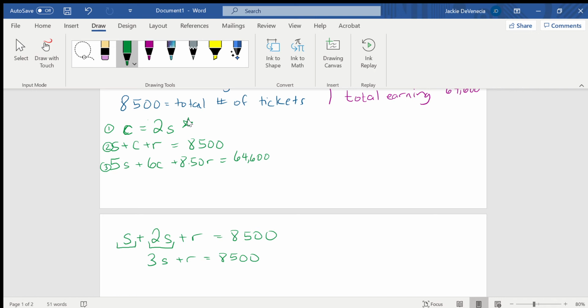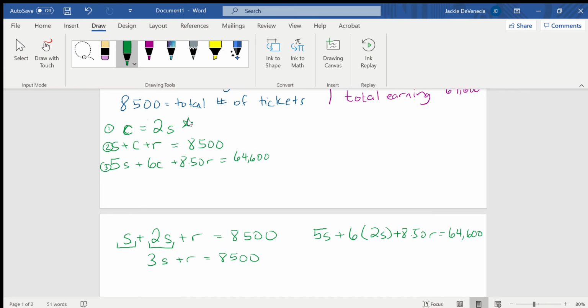Now I'm going to do the same thing with the third one. So if you look right over here, we have 5s plus 6c plus 850r is equal to 64,600. So on this side, again, wherever I see the letter C, I'm just going to write 2s plus 850r is equal to 64,600. And again, you just want to go ahead and simplify this.